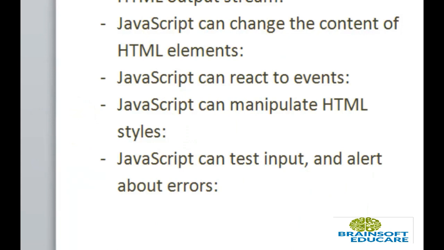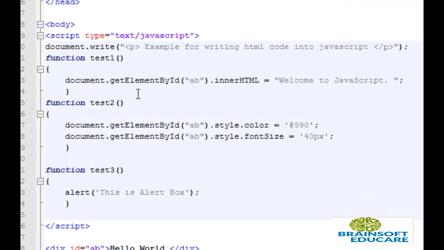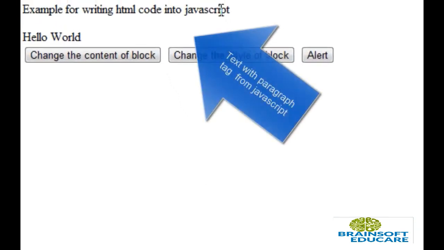Now, let's go through these types of examples. This is the example of JavaScript. We will discuss this example in our next tutorials. Just let's go through the output. This is the document.write function which writes any string. Here we applied the p tag, paragraph tag of HTML. Let's go through the output. This is the output.